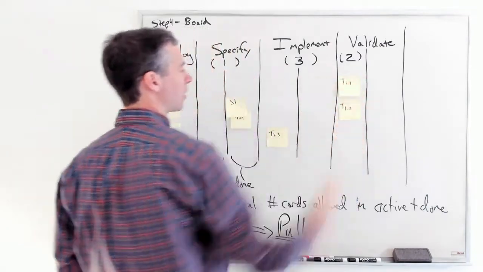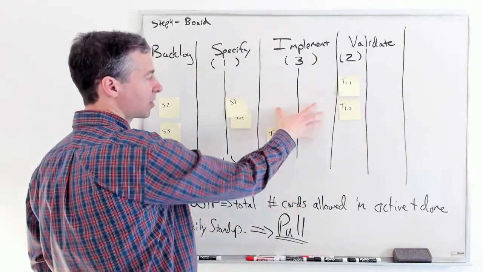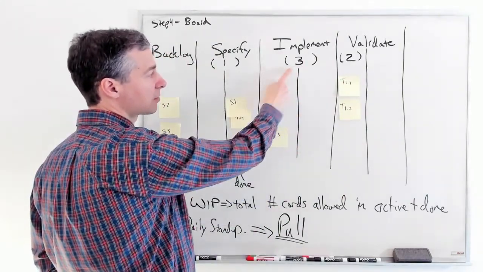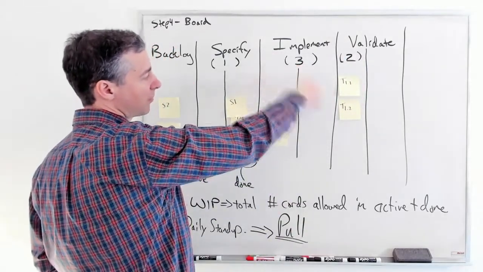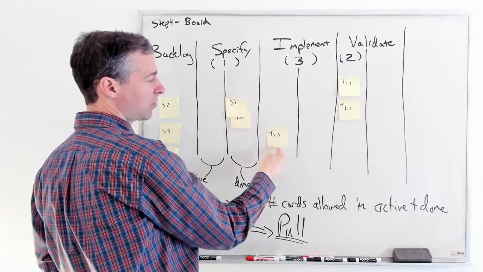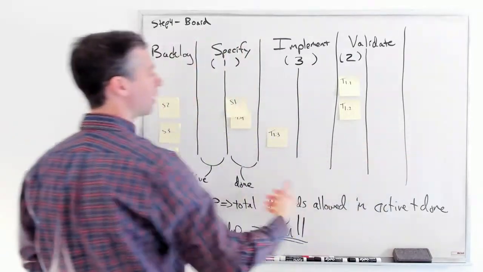Great. They're still working on this one. Can they pull? Well, there's their work in progress limit. So you pull up to your work in progress limit. Oh, I could have 3 things. At the moment, I only have 1 thing actually in my work in progress. Again, that's why we have to start from the right.